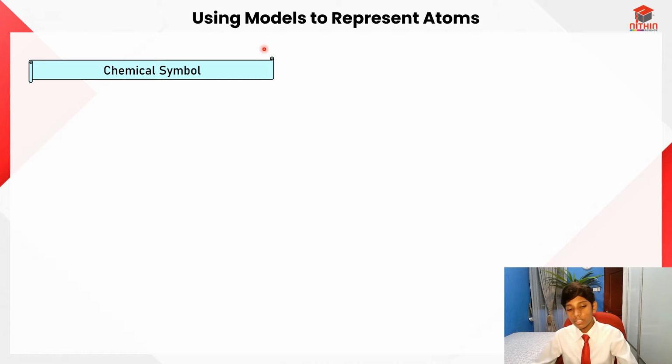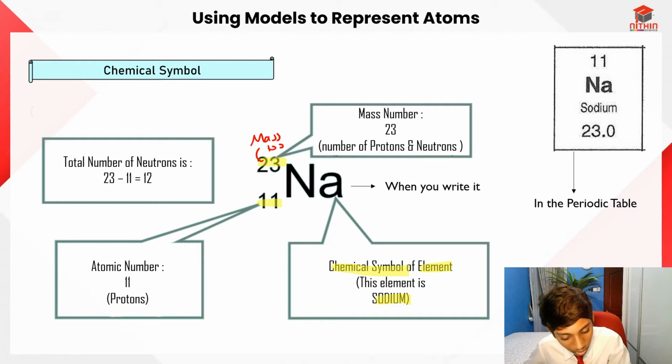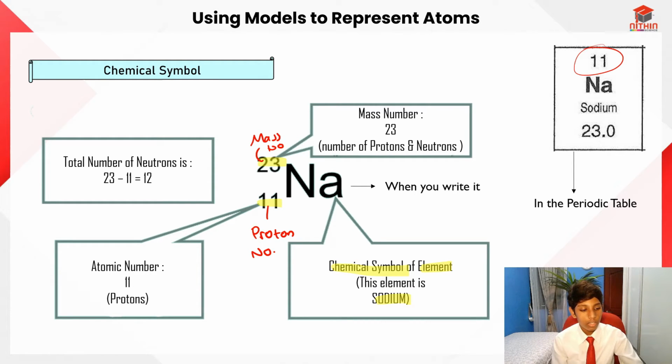Okay, so let's take a look at the chemical symbol. Basically this is the chemical symbol for the element sodium. And when we are writing it, you may have always thought that the proton number is at the top and the mass number is at the bottom, but it's not like that. The mass number is at the top here, and this is the proton number. But this is how you always see it in a normal diagram.